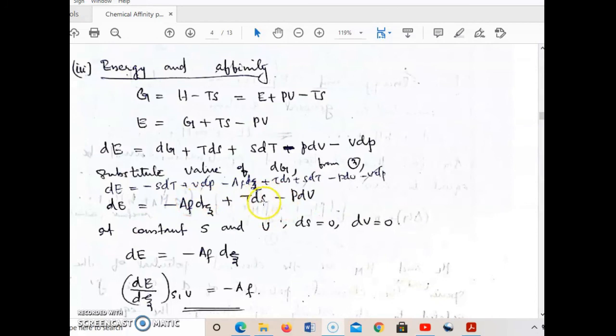So we have to assume entropy and volume are constant. So dS and dV become equal to 0. And we have dE is equal to minus AF d theta. Rearranging this equation, we get dou E by dou theta at constant entropy and volume is equal to minus AF, which is equal to delta G, right? So this is the variation of internal energy with respect to extent of reaction, equal to minus AF.